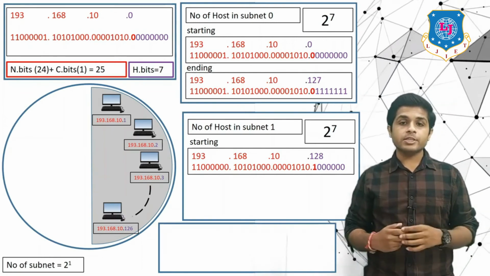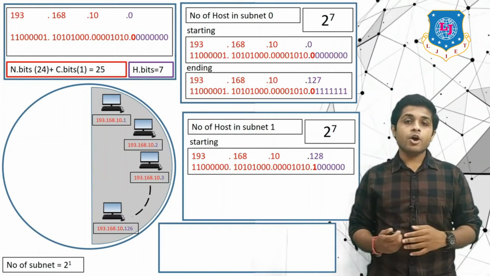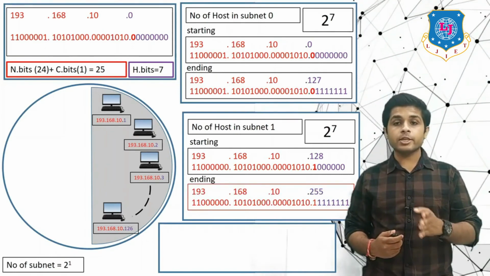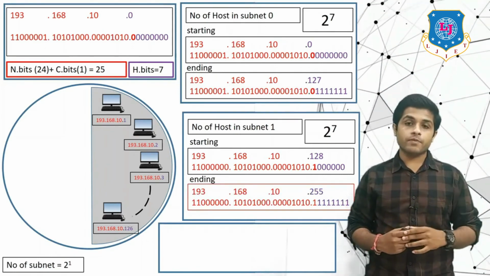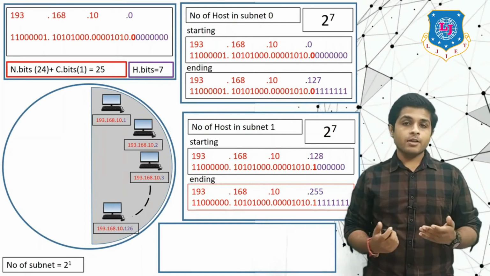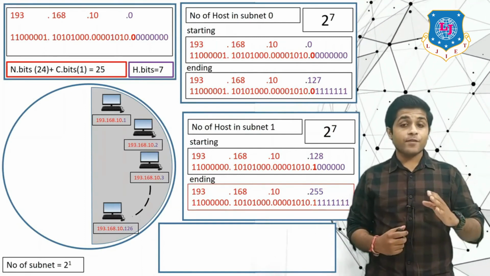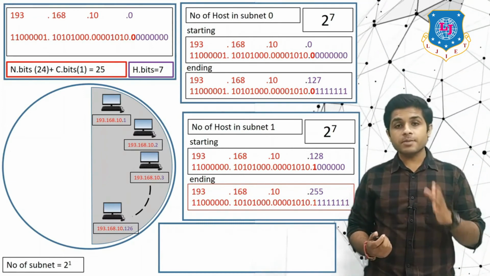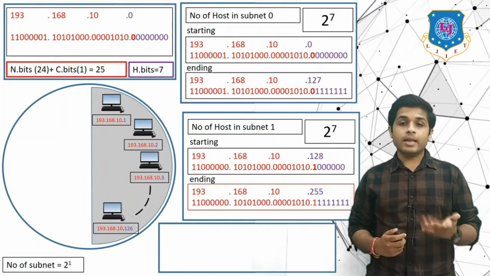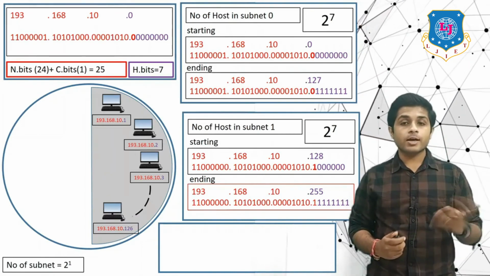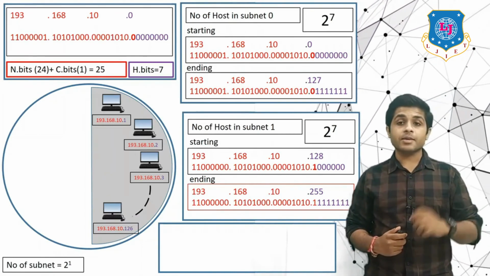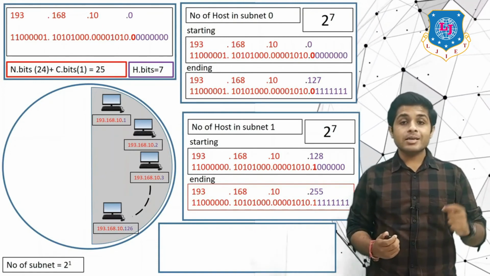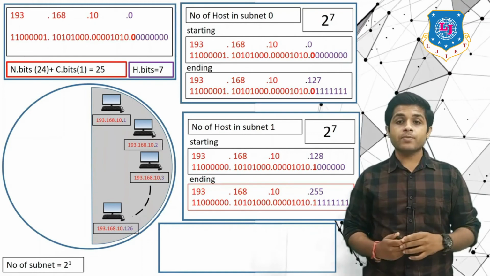And to find the last address in subnet 1, let's set all the host bits to 1 and you will get 193.168.10.255. Now again, in a particular subnet, the first and the last address are not usable, because the first address represents the whole subnet and the last address represents the broadcast address in that subnet. So let's allocate the IP addresses of the devices in subnet 1.